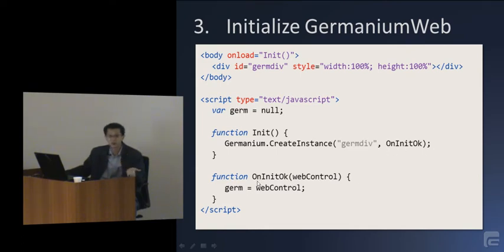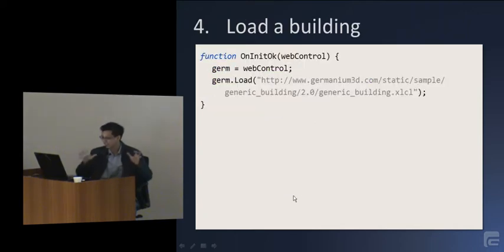In the onInitOK function, Germanium passes the web control object, and this web control object is the master object. You call all the other functions through the web control, like loading buildings, adding place marks, retrieving data in the scene, all through this web control object. Of course we want to remember it, so we just store it in a germ variable here. Yeah, we like germs.